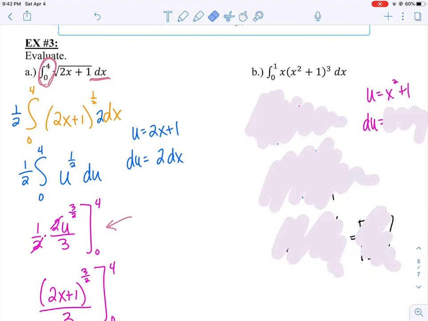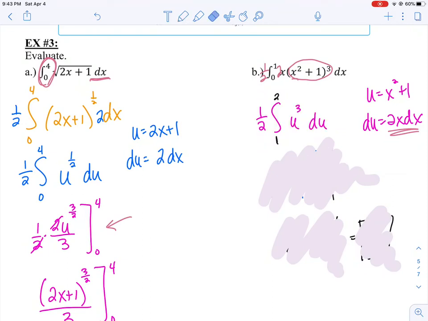I'm going to call u my x squared plus 1. That means my du is 2x dx. And so if I were rewriting this, I have my u cubed, but in order to have my du, I need a 2x dx, and I have an x dx, I just don't have a 2, so I'm going to put a 2 in there as long as I balance it out with a 1/2. Rewriting my problem then, I have a 1/2 on the front, I have a u cubed, and then I have my du.